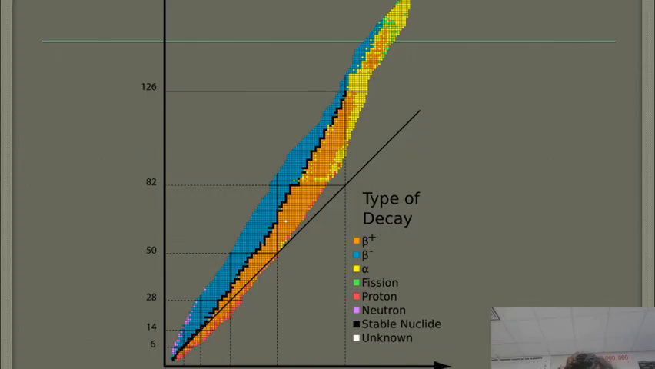There are some other things in here that we haven't talked about. Fission we'll get into when we get into nuclear power. And protons and neutrons emission we haven't really talked about, but I still think this is quite a nice graph.